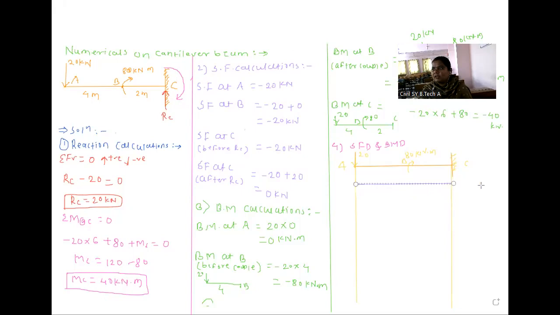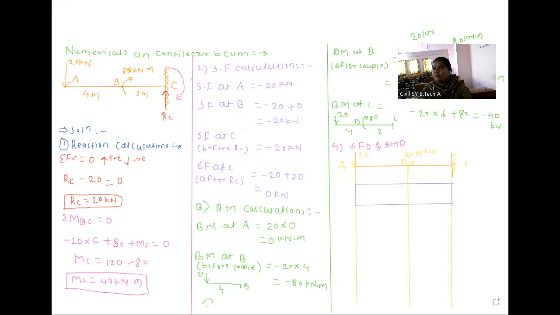So this is our baseline. Now shear force at A. Shear force at A is minus 20, that means below baseline. After that, shear force at B. At B, shear force is constant because there is no load between A and B. First I will extend this line, then we will draw. So shear force is constant up to B point. After that, shear force at C before RC, observe here, is again minus 20. That means there is no force in between A to C. And after that, shear force at C after RC, that is, this RC force is applied here, so this is zero. Now our diagram is closed.